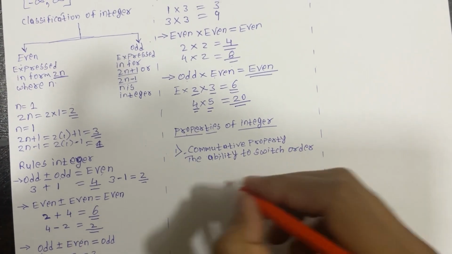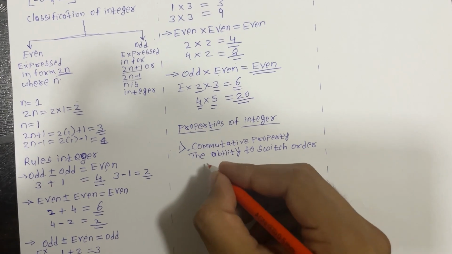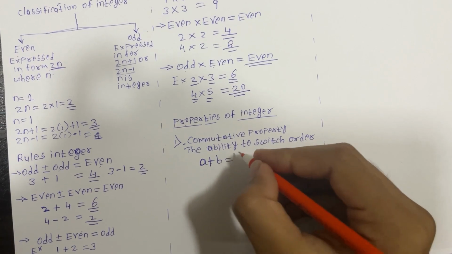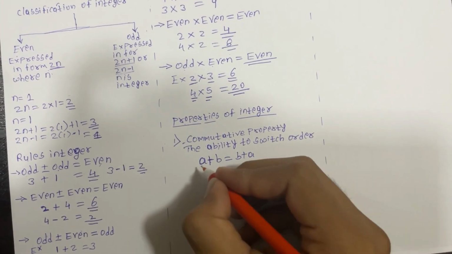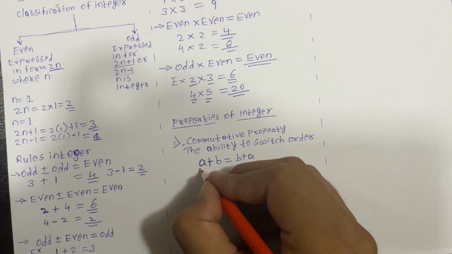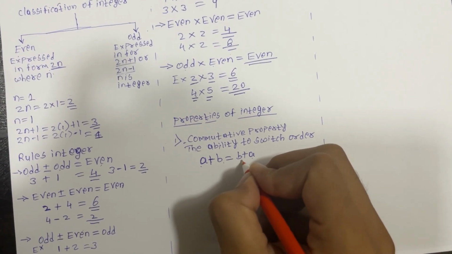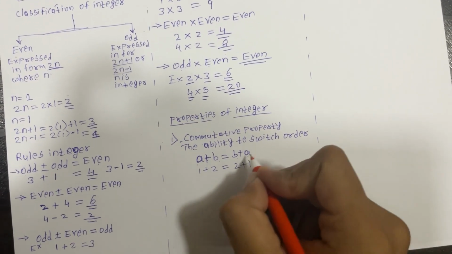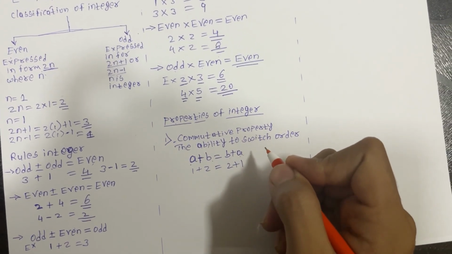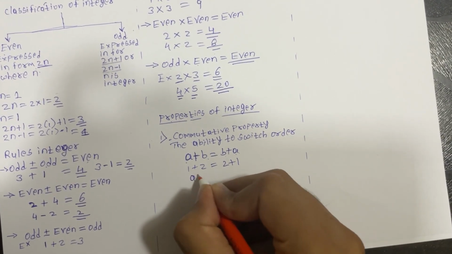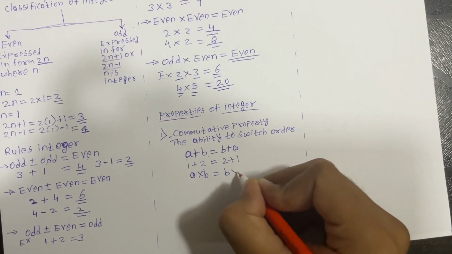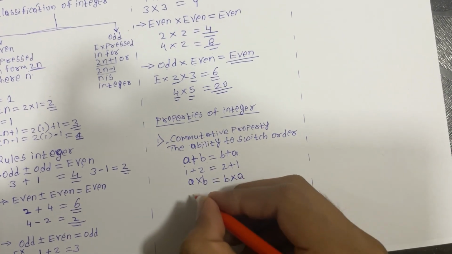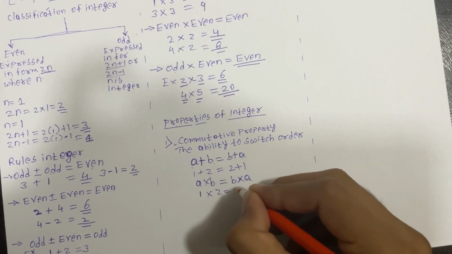So what is ability to switch the order? Let's say a plus b is equal to b plus a. So if it is given a plus b, then we can write that in form b plus a also, like 1 plus 2 is similar to 2 plus 1. Okay, so this is what commutative property. In multiplication also, a into b is similar to b into a, so this is called as commutative property. So 1 into 2 is similar to 2 into 1.